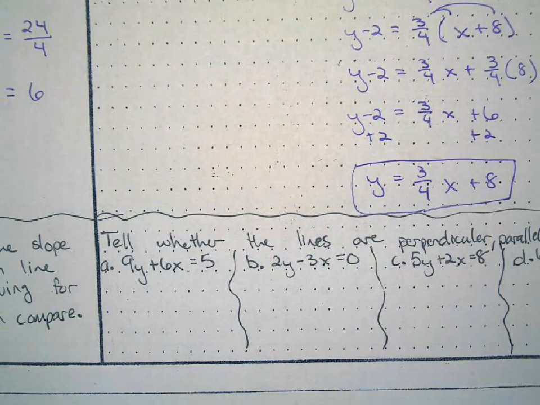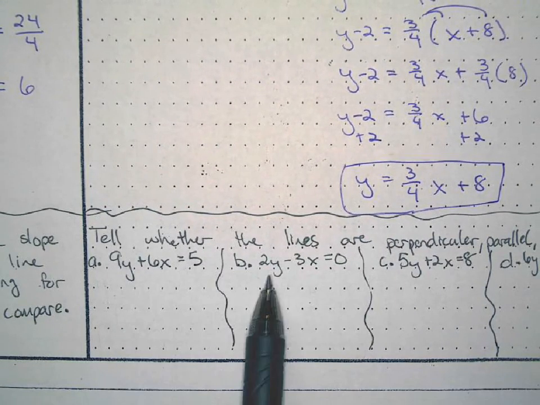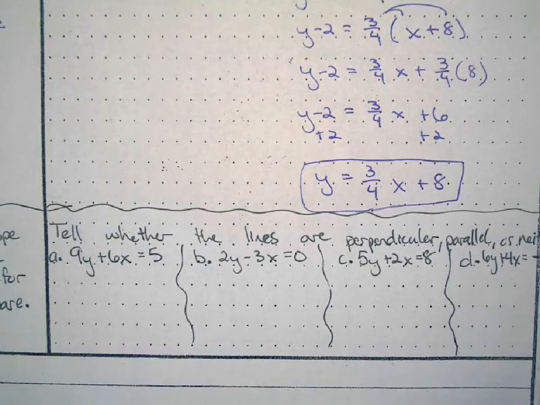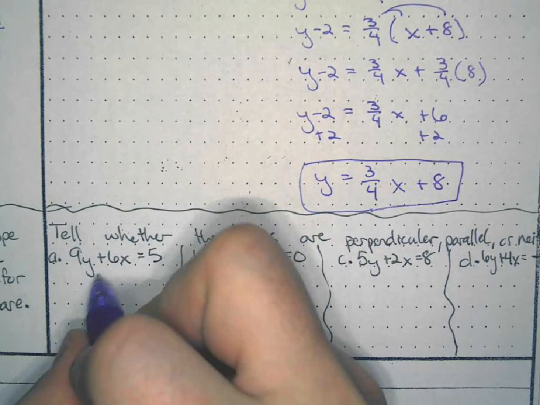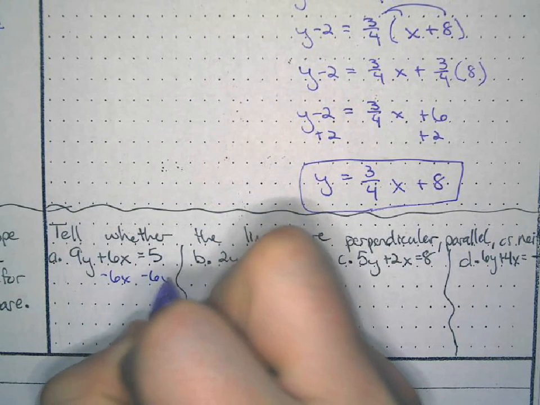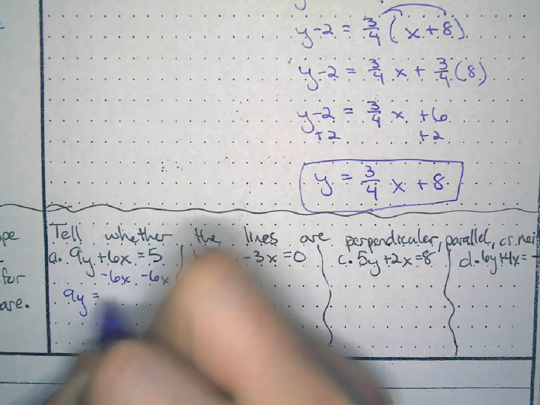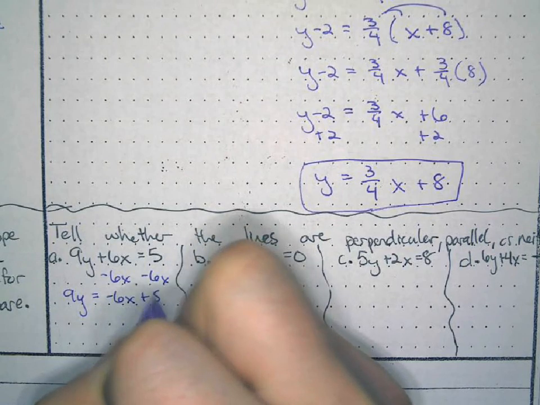So we want to solve for y. So we're going to get y by itself for all 4 of these equations. So the first thing I'm going to do, starting with A, is subtract 6x. So I have 9y equals negative 6x plus 5.